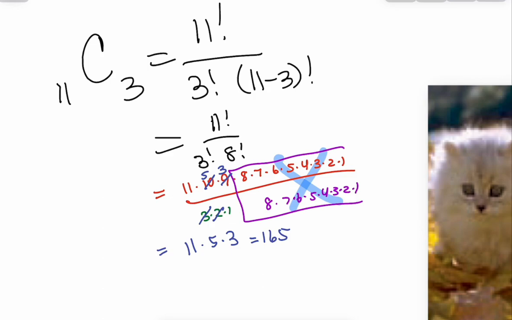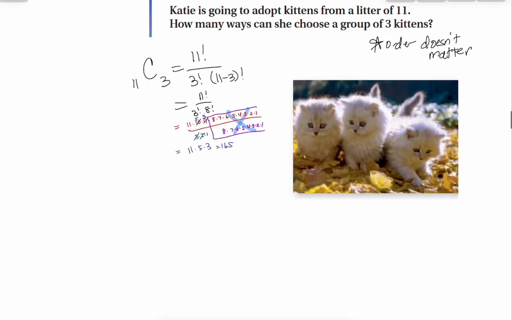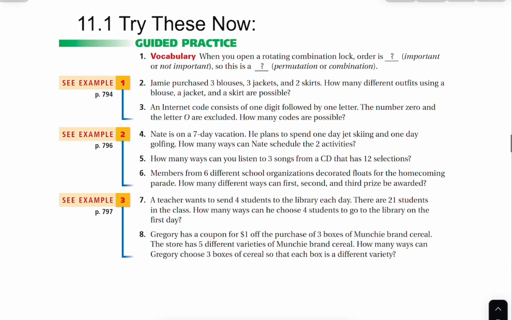So you could also just, there's a way to do it. You could also just regular. So that's our kitten problem. I saw that one. I'm like, ooh, that's a good one. Okay.